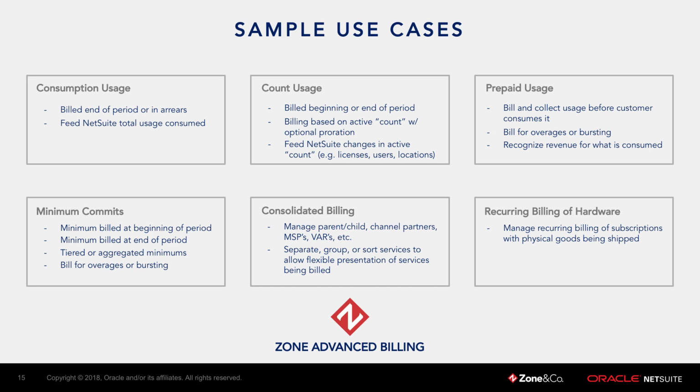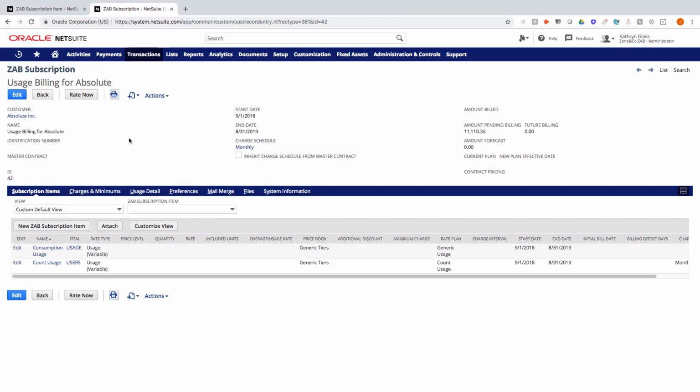So let's go into NetSuite and take a look at a use case. We're starting here on the subscription record for a customer named Absolute Inc. This is a year-long contract. I currently have 2 services on this contract, and we're going to add one more for our prepaid usage.